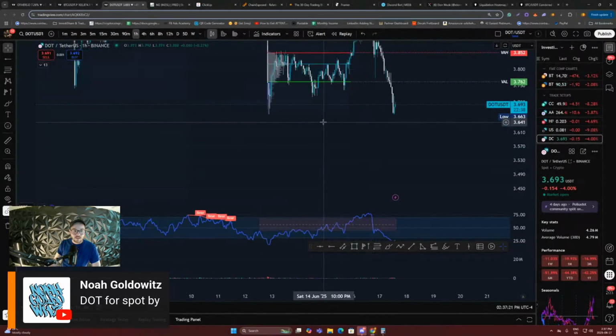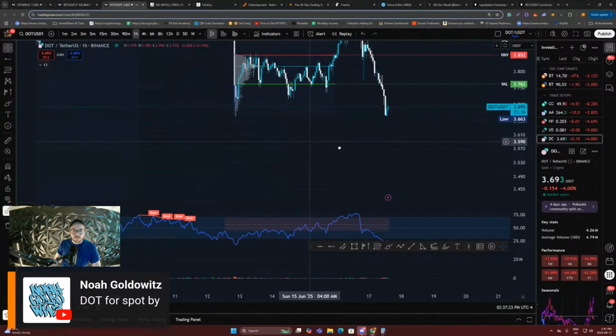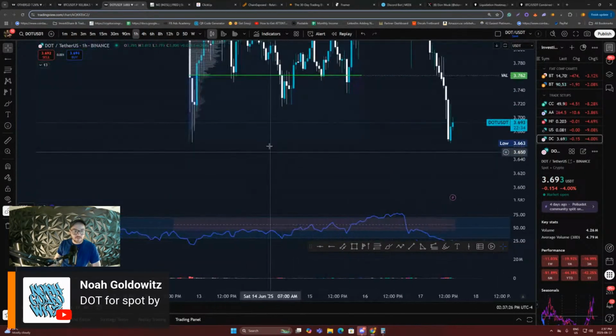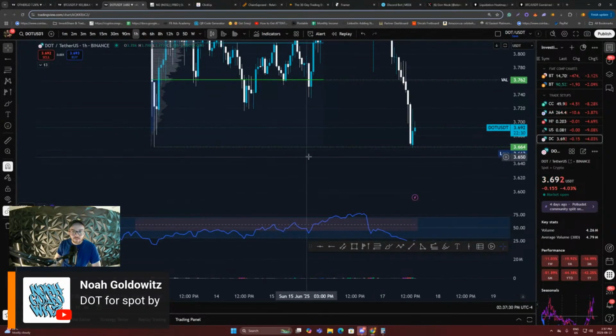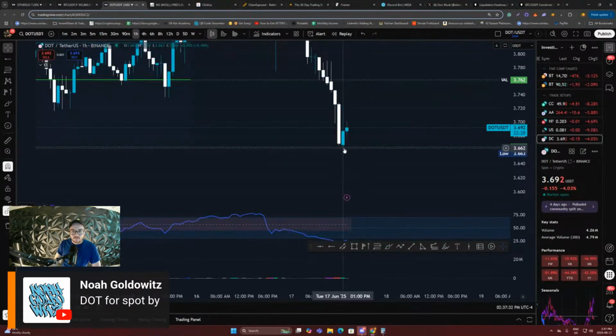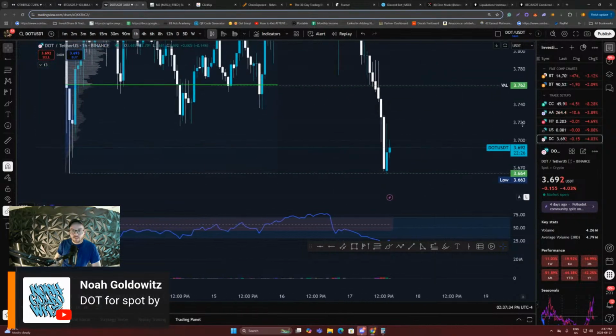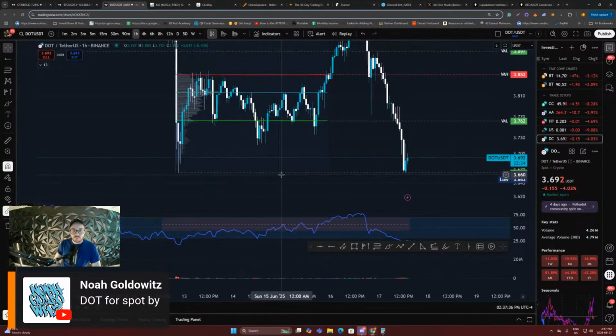All right. We are close to, if not already have, swept this liquidity here. Let's mark this area here. Yeah, we pretty much did it. I would recommend looking at the DOT liquidity heat maps though. So I'm going to do that really quick.